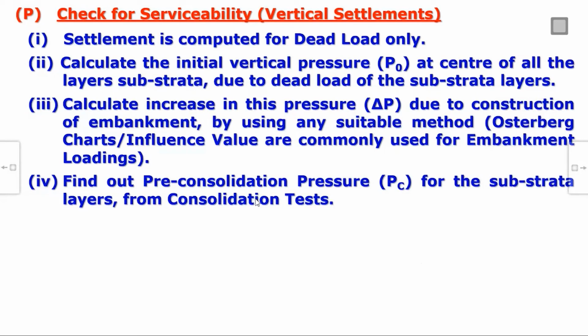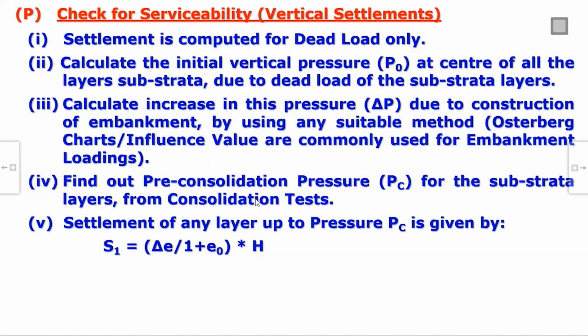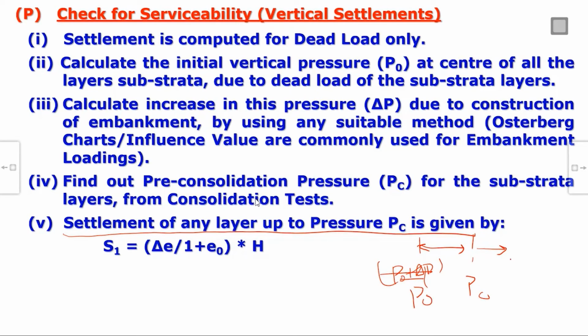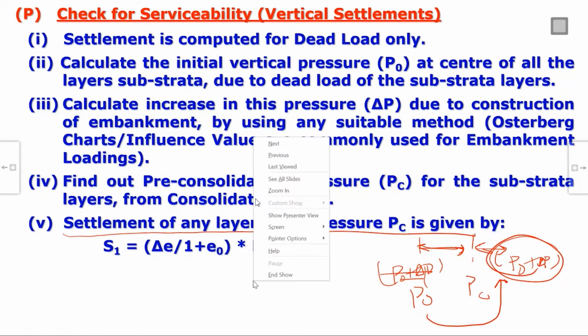Once you calculate this, settlement of any layer up to Pc. If your total pressure is more than Pc, then let us say this is your P0, this is your Pc, and this is your P0 plus delta P. So one settlement from here to here, another from here to here. But if this P0 happens to be on this side, then there will be only the second settlement. This is what is meant by this.